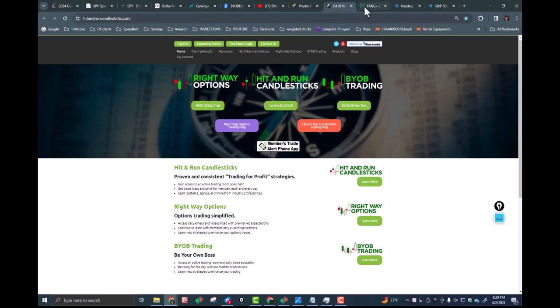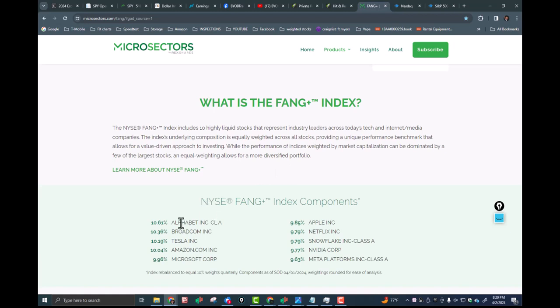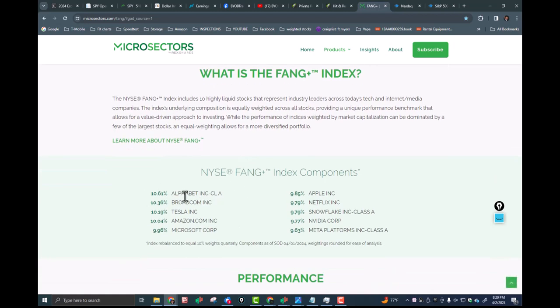Now, the next one I go to is FANG. This is the FNGU. This is one of my favorites to watch because I trade the market, and that's the SPY. And if you look at FANG, the highest one in there would be Alphabet Class A. That's the Google with the L at the end. So that's the highest ranking one. Now, they're all about 10%. Some are a little bit more, some are a little bit less. So I like to watch the FNGU. And these are the only 10 components of the FNGU.